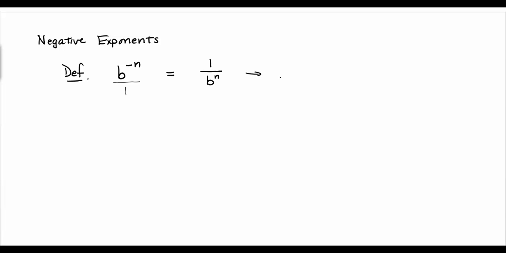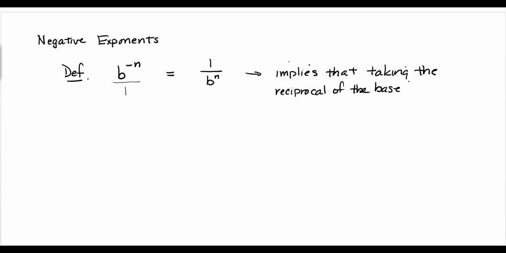Right? So what this implies is taking the reciprocal of the base and changing the sign of the exponent. Okay, and let me just show you the pattern behind this, how this works. Let's just do an example with numbers that we're familiar with, right? So let's look at this pattern.